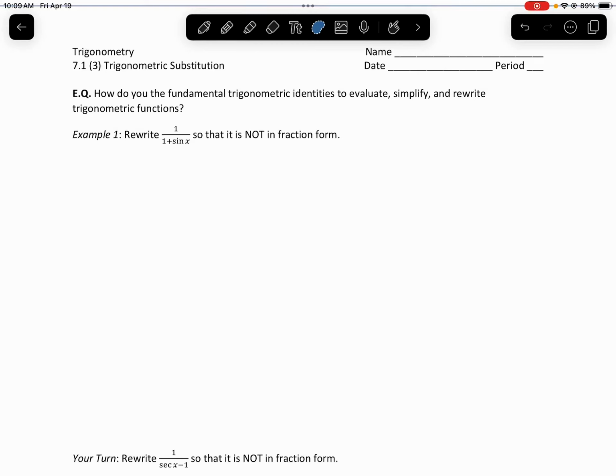Today is the third day on section 7.1 with trig substitution, and today we're actually going to get into trig substitution on our second example. So let's go ahead and jump right in.